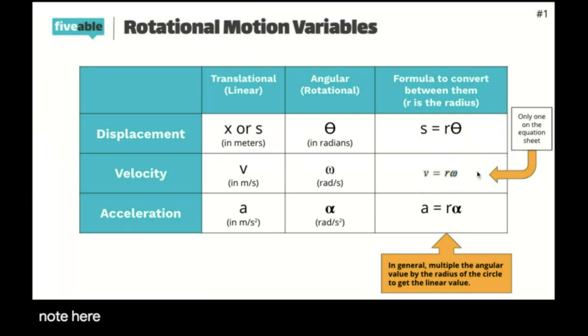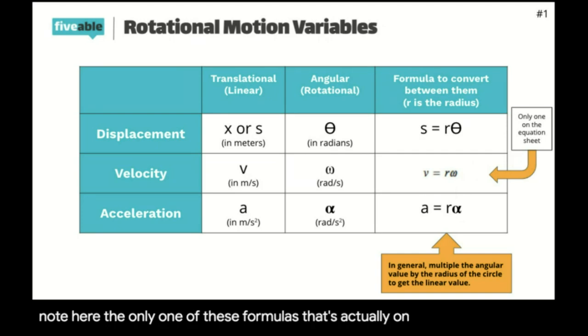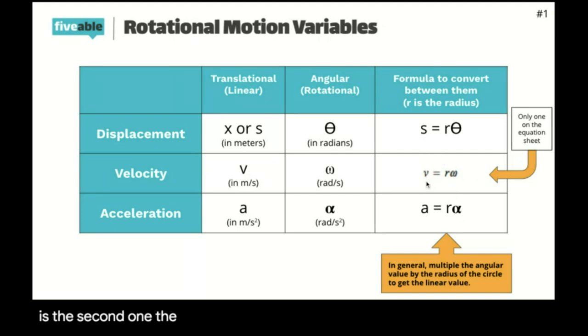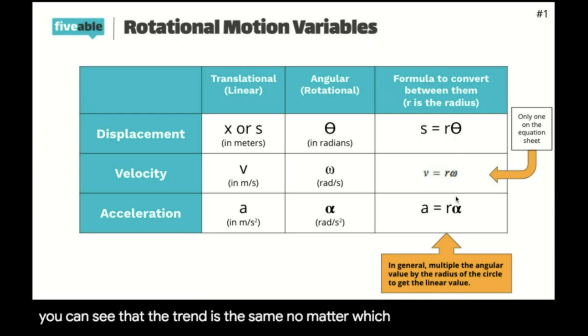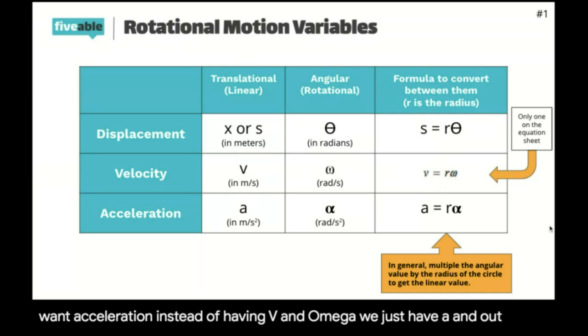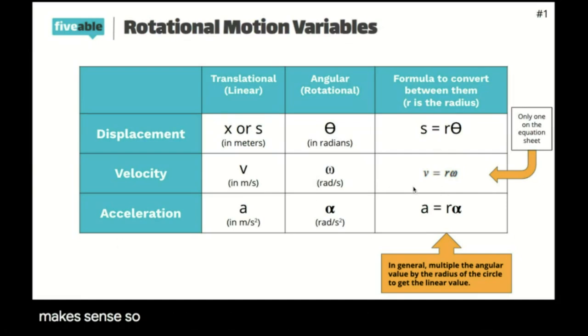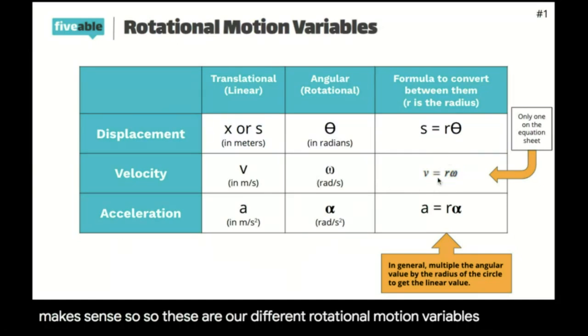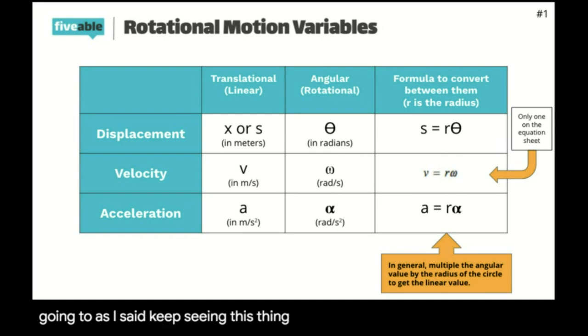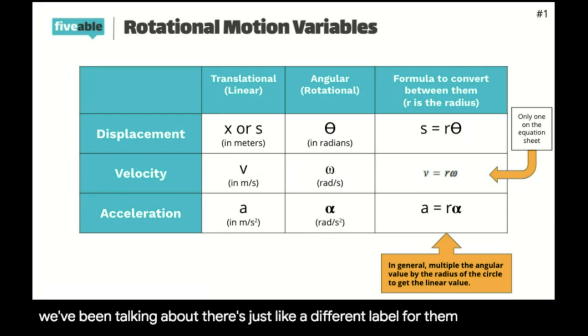I put a note here. The only one of these formulas that's actually on your equation sheet is this second one, the velocity one. But it's nice that you have that because you can see that the trend is the same no matter which one you're looking for. So you've got this as your reference, and then you know that if we want acceleration, instead of having v and omega, we just have a and alpha, if that makes sense. So these are our different rotational motion variables, and as I said, we're going to keep seeing this theme where we've got the same ideas as what we've been talking about. There's just a different label for them when they happen in a circle.